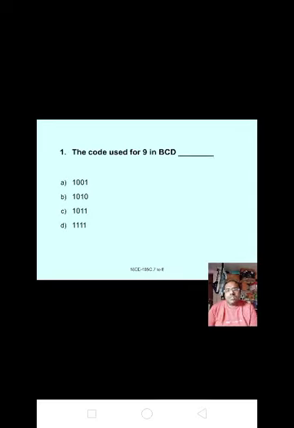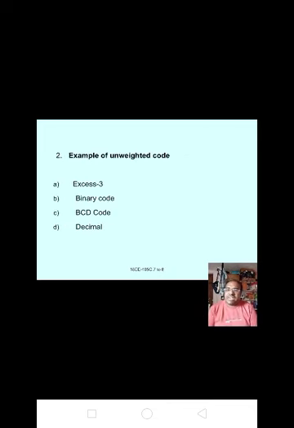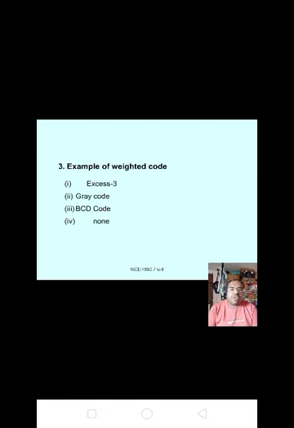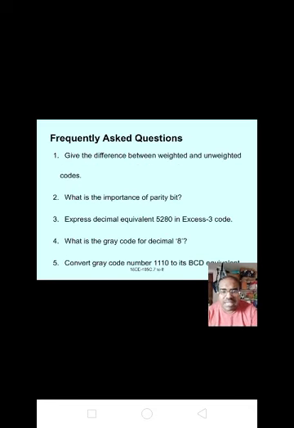Next, quiz. The code used for 9 in BCD is A 1001, B 1010, C 1011, D 1111. The code used for 9 in BCD is 1001. Example for weighted code, unweighted code: A XS3, B binary code, C BCD code, D decimal. Unweighted code example is XS3. Example of weighted code: XS3, gray code, BCD code, none. Example of weighted code is BCD code. 3 is the correct answer.